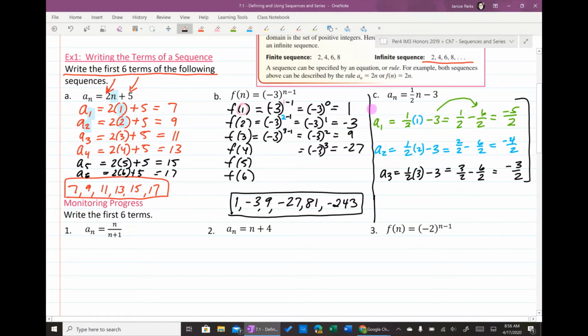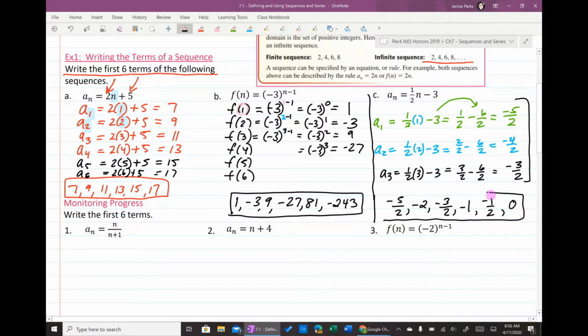So the first number is -5/2. The second one is -4/2. We reduce that. The next one's -3/2. You cannot reduce that. The next one would be -2/2, which would be -1. After -2/2 would be -1/2. 1, 2, 3, 4, 5. And the last term would be -0/2, which would be 0.